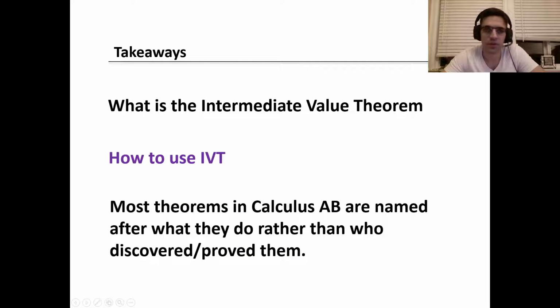So takeaways: the intermediate value theorem exists, it's a thing, and we have a 3-step criteria for using that theorem. And most theorems are in fact named after what they do, not who invented them.